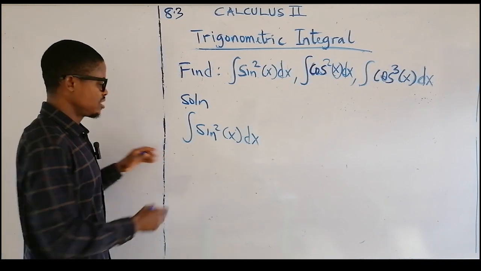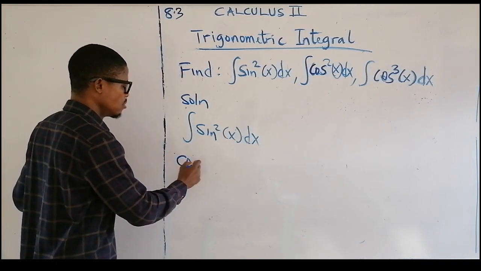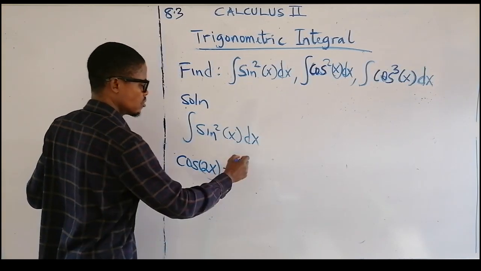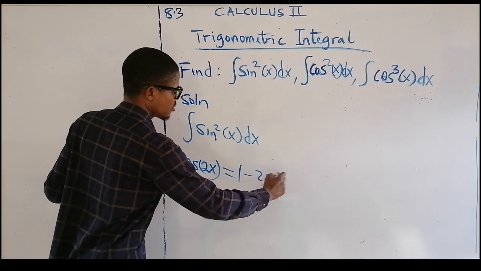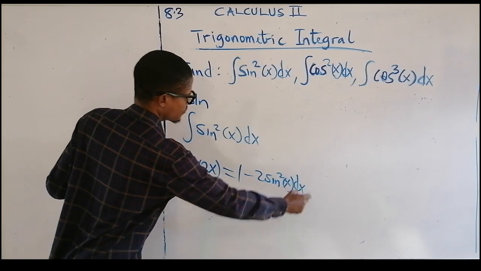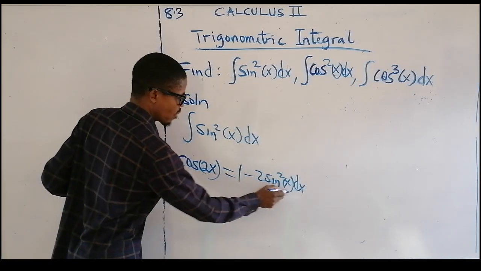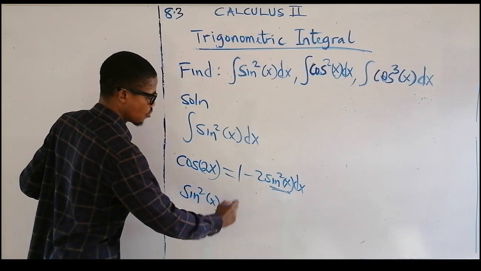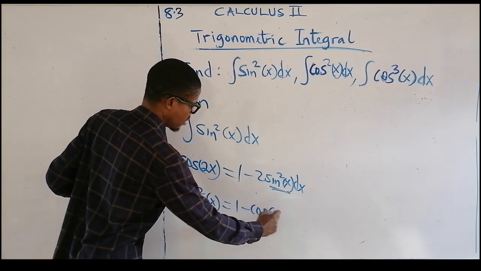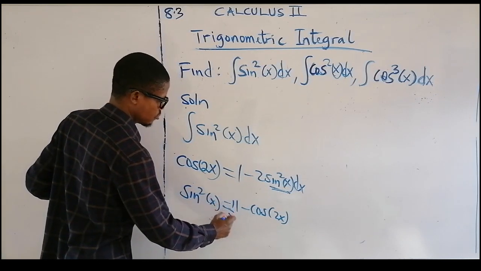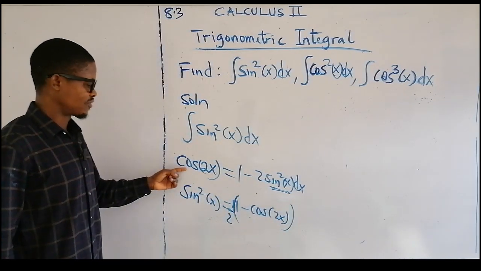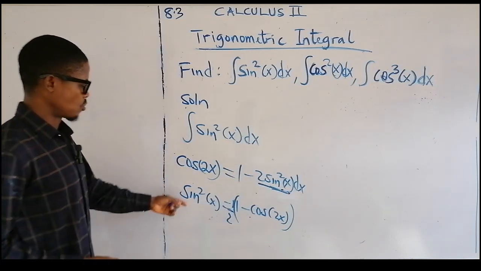But from the trig identity of double angle, cos 2x, you can start from that, is equal to 1 minus 2 sine square x. From there, we can make sine square x the subject, and that will be equal to 1 minus cos 2x over 2, which is 1 over 2 times 1 minus cos 2x. That's for this. So that's what we have done there.